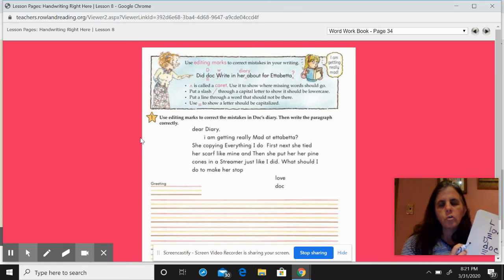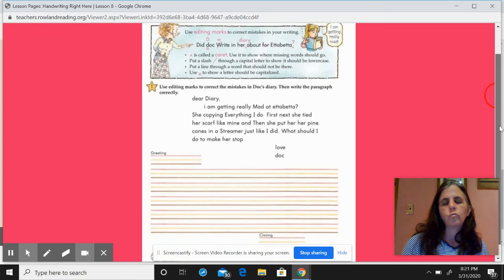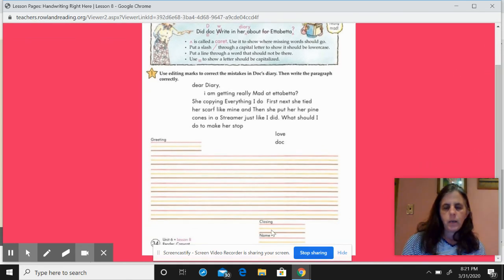Okay, so boys and girls, your job is going to be to rewrite the letter on the lines here. So where it says greeting here, remember the greeting is the way we say hello. And in this case, she says, Dear Diary. So remember, Doc is writing in her diary. And then here, the closing is love. And then she signs her name underneath. So love with a capital L, comma, lastly, her name. This here, remember, is the body of our letter.